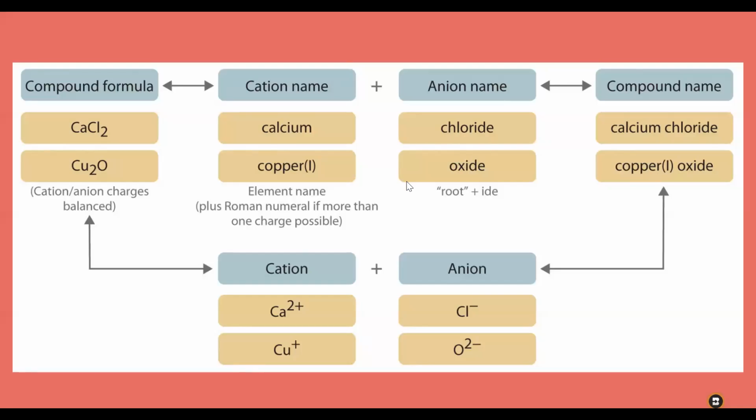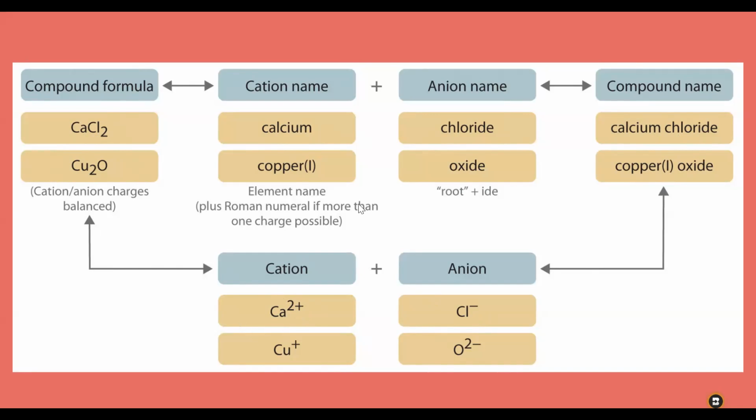Now, this is an example. Let's say you start with this compound. You see this, then you write the cation of that, the anion of that, and name them. Calcium chloride. That's it. You got it. If it's a transition metal, copper is a transition metal, you have to figure out the charge, which I'll show you in an example.